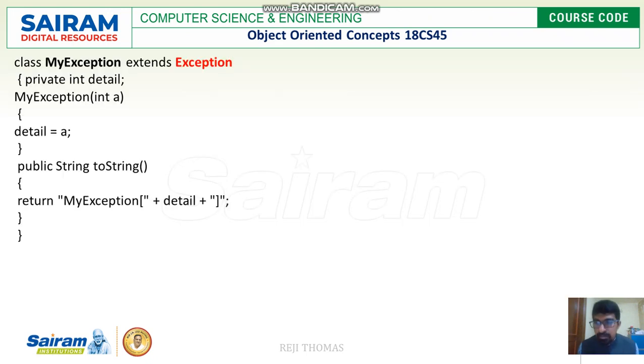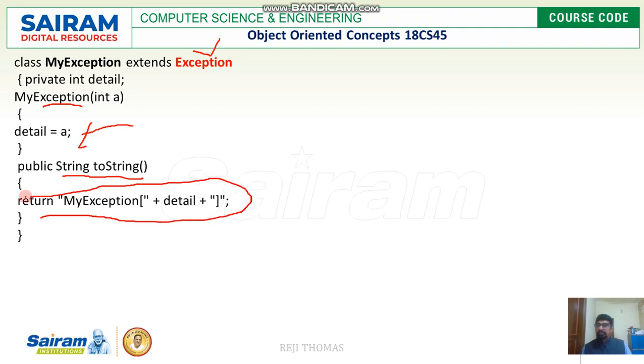So I define MyException as a class which extends Exception. This is a superclass. There is a constructor for this, which initializes detail to a, and there is a method public String toString. See, this is method overriding. Superclass and subclass have got the same method, String toString, and it is doing a certain job.